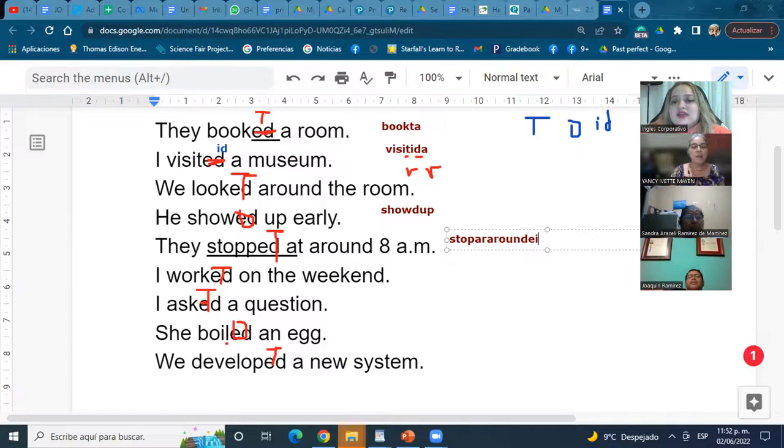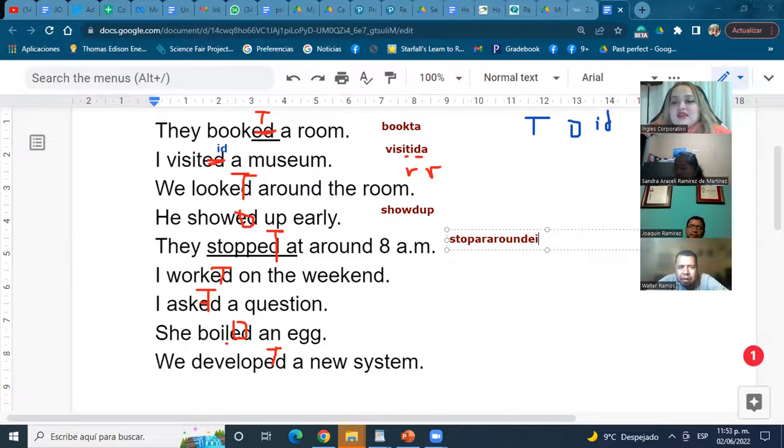Around. Around 8 a.m. Esa T también queda entre vocales. Stop that around 8. Stop that around 8 a.m. That is some R. Yeah, turning it that way, right.